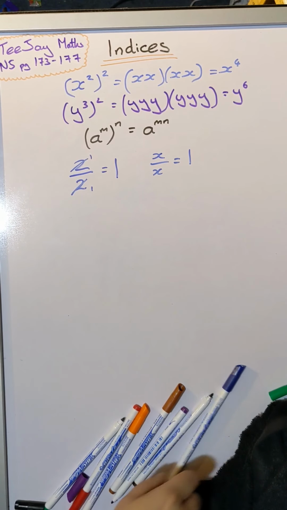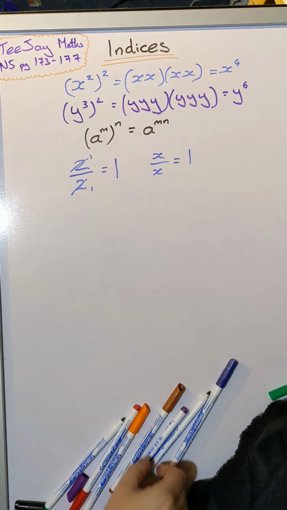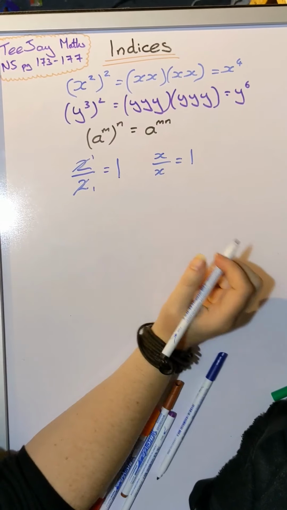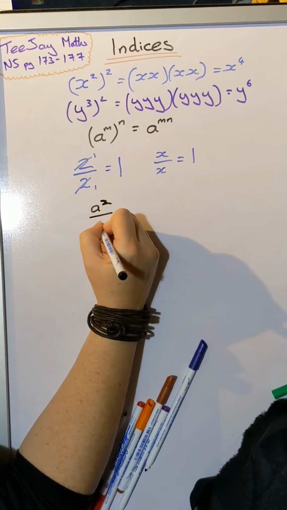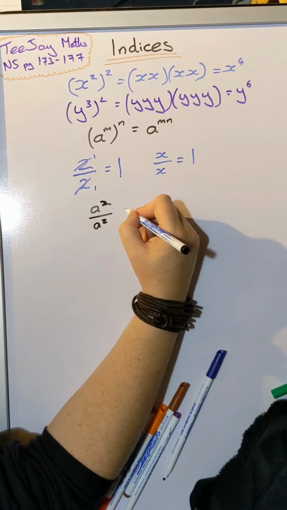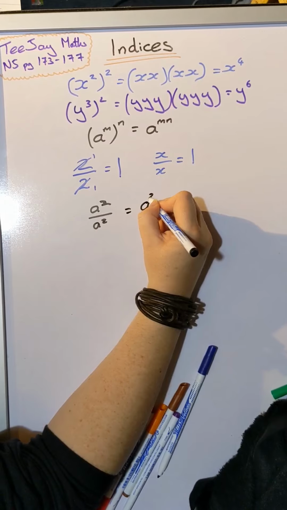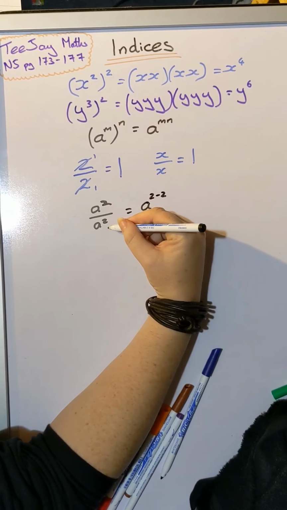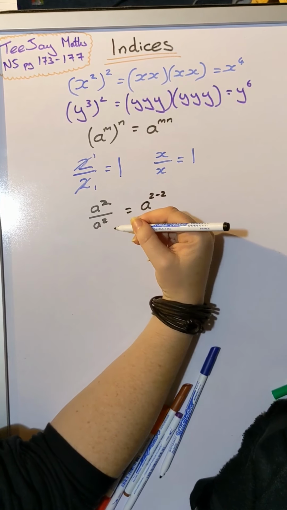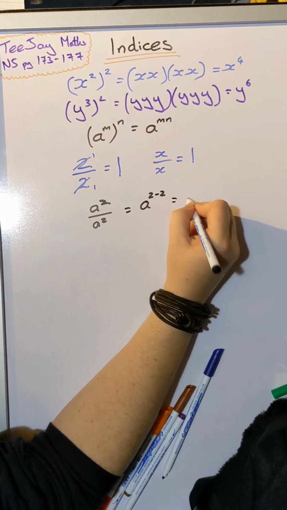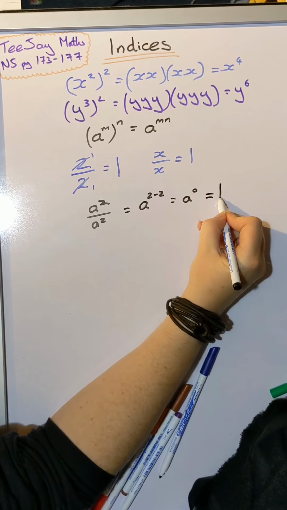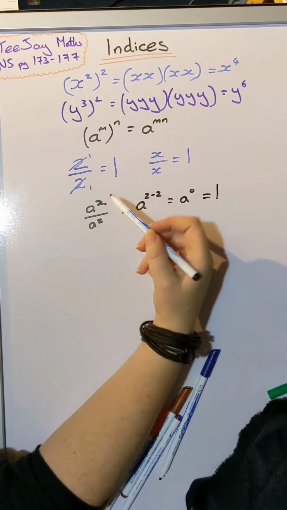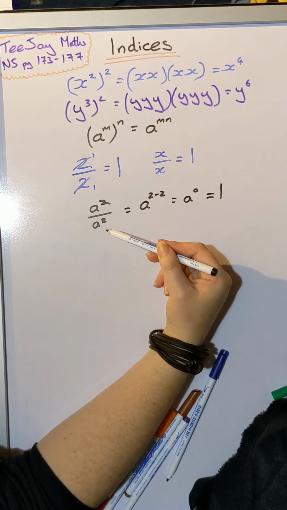That actually gives us a general rule. For example, if we had a squared over a squared, we could use what we already know. We had a to the 2 minus 2, because when you're dividing you take away the power, which would give us a to the power 0. And anything to the power 0 is always 1. If you look, you could cancel the a squared into the a squared.